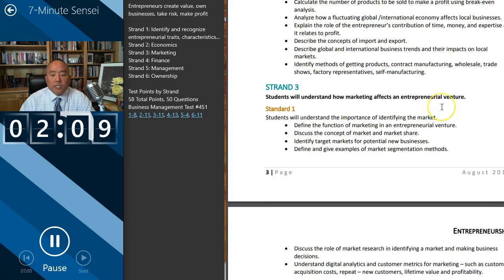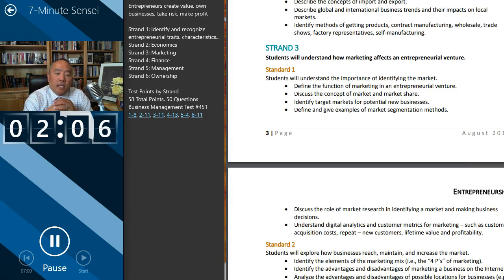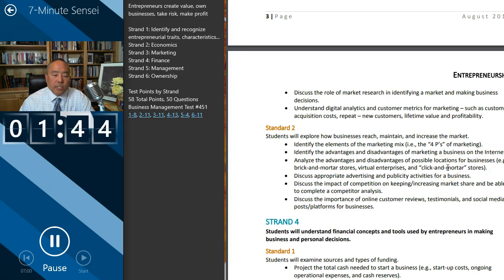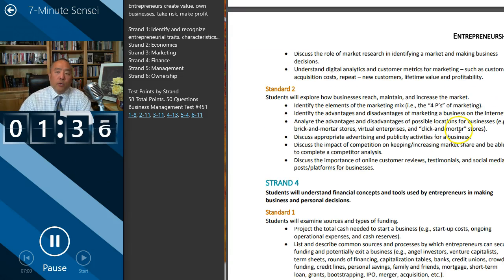In Strand 3, you'll understand how marketing works, and you'll learn things like market segmentation. So how do you segment your market and target market based on behavioristic, psychographics, demographics, geographics, and social graphics as well. And that's your social network. Moving on to Standard 2, you learn the 4 P's of marketing. So that's product, price, promotion, place, and through fine-tuning of your marketing mix, building a better product for your customers.